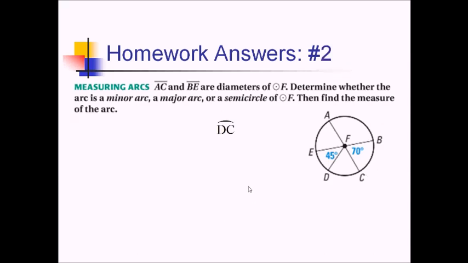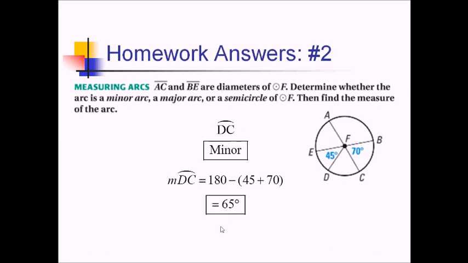For number 2, we want to find the type of arc and the measure of the arc for arc DC. That's this arc over here. Since this is clearly less than a semicircle, this is a minor arc. And for the measure, we know that we've got 180 degrees from E to B here, because this is a diameter going across the whole circle. So that means that arc DC has to be whatever's left over when you subtract 45 and 70 from 180. Well, 45 plus 70 adds up to 115. 180 minus 115 gives us 65 degrees.